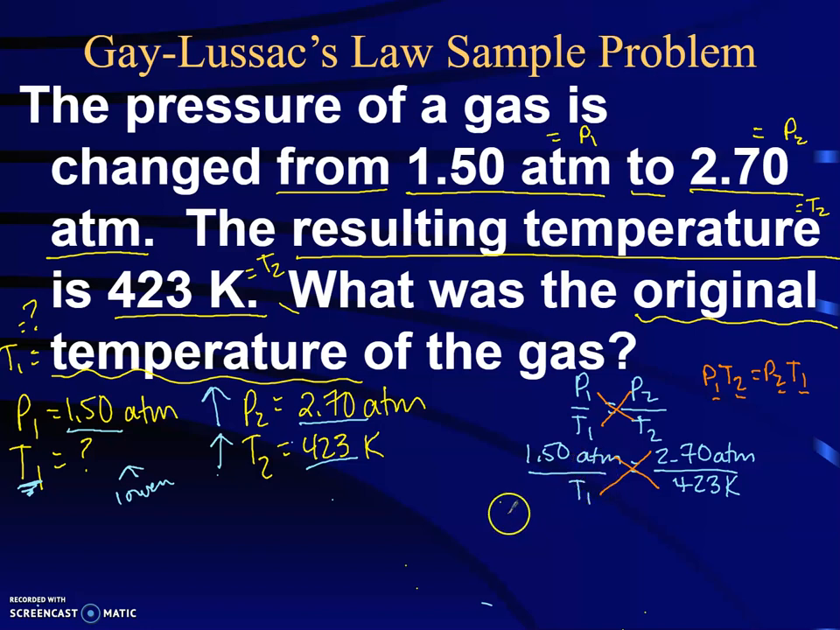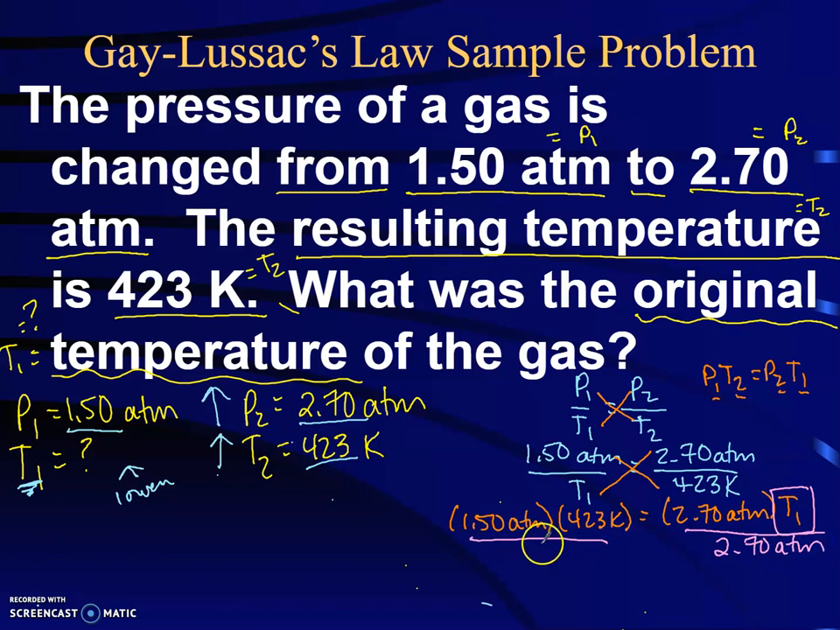So when you do this, okay, you get 1.50 atmospheres times 423 Kelvin equals 2.70 atmospheres times T1. Now, how do I get T1 by itself? It is being multiplied by 2.70, so I got to do the opposite. Divide by 2.70 atmospheres. It's an equality. Whatever I do to one side, I do to the other side. Those two things cancel out, and I get my T1 on the left side. Atmospheres and atmospheres cancel out, leaving the units of Kelvin, which is a temperature unit I want.